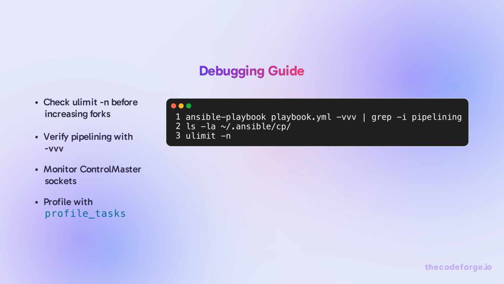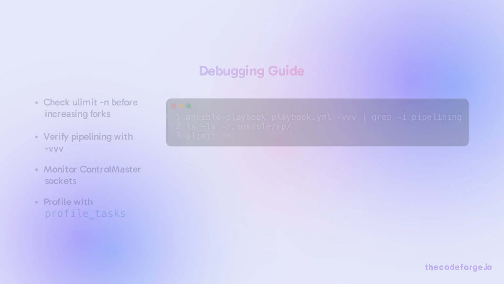To diagnose issues, check ulimit -n to ensure enough file descriptors. Verify pipelining is enabled by running with -vvv and grepping for pipelining. List ControlMaster sockets to check for stale ones. Use profile_tasks to find slow tasks.